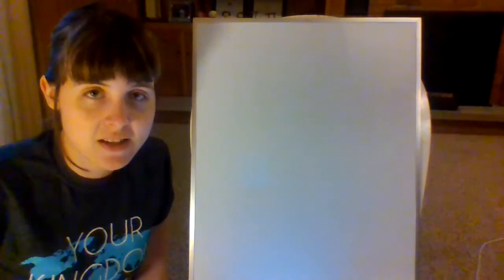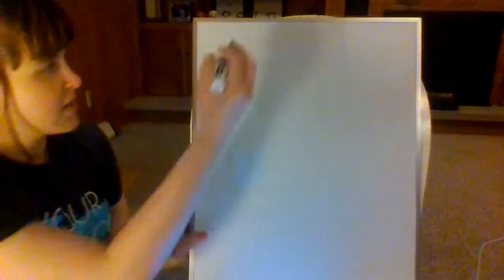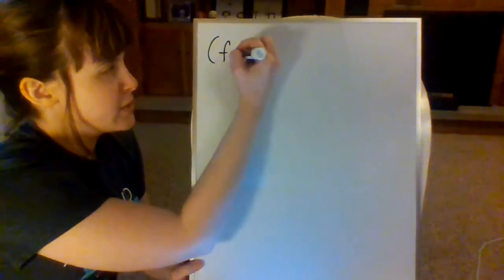Today we're going to be learning about composite functions. A composite function is a function that is made up of two or more singular functions put together. The notation could look something like this.